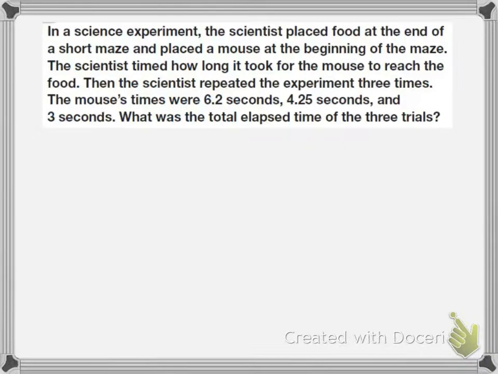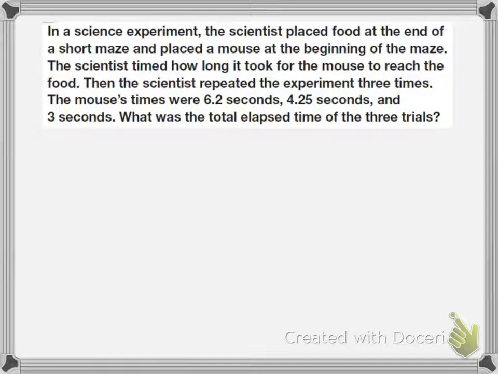For example, in this problem, in a science experiment, the scientist placed food at the end of a short maze and placed a mouse at the beginning of the maze. The scientist timed how long it took for the mouse to reach the food. Then the scientist repeated the experiment 3 times. The mouse's times were 6.2 seconds, 4.25 seconds, and 3 seconds. What is the total elapsed time for the 3 trials?